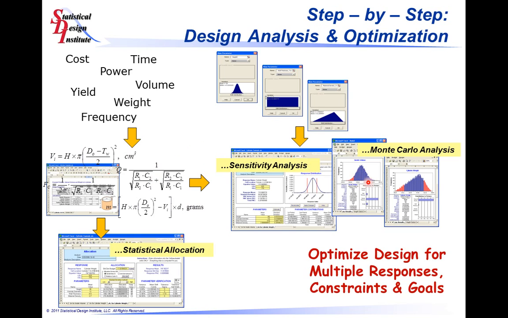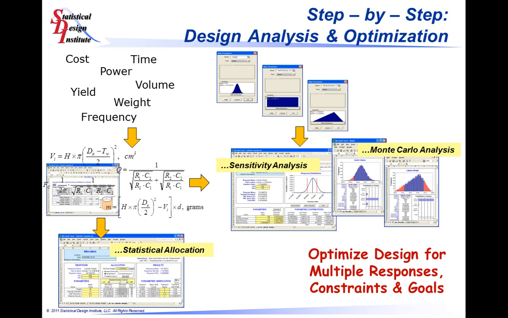So in this case, we can now look at the performance results and see not only what the nominal characteristics are, but what the uncertainty characteristics are, along with the contribution of each one of these parameters to this overall variance. So using sensitivity analysis, Monte Carlo, and statistical allocation, we can do analyses on individual responses from our design.